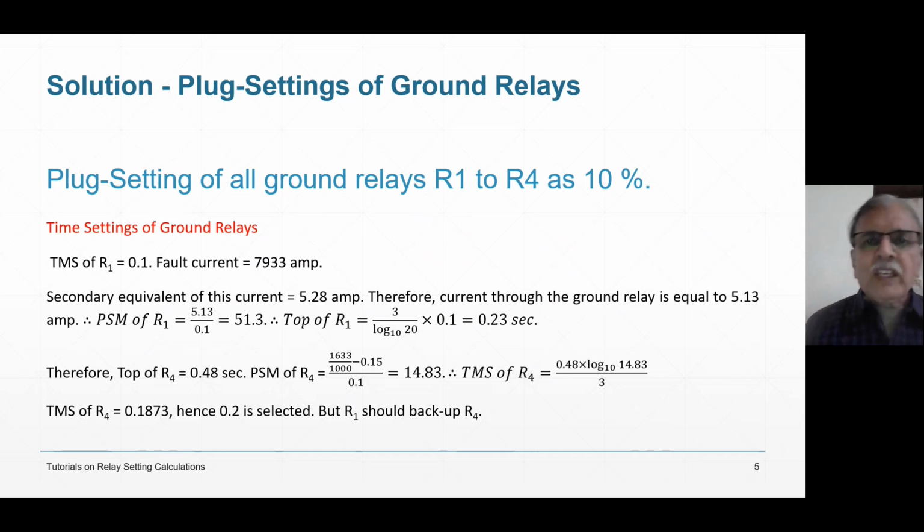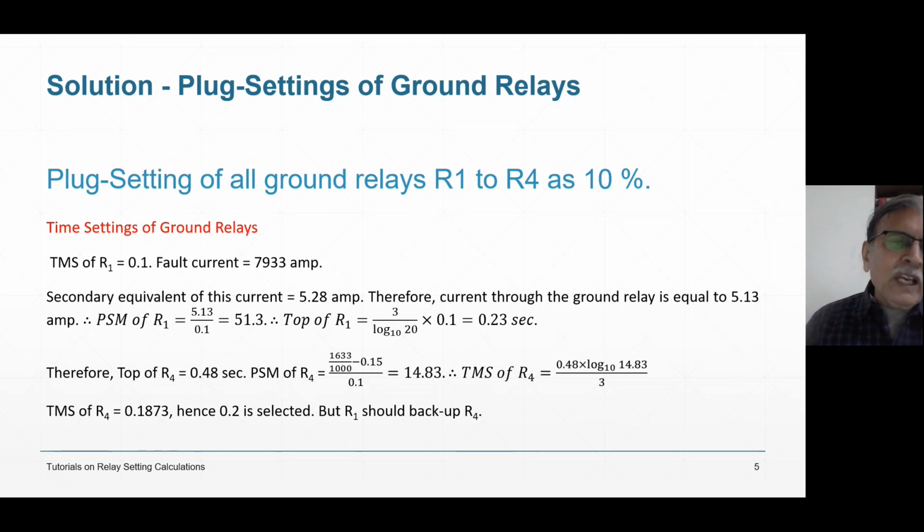So love all. Plug setting of ground relays. We assume that R1 to R4 are all 10% right now, immediately, right? Because they are not dependent on load current and minimum available is 10%, right? 10 to 40% setting range. So minimum available is 10%. So we take all R1 to R4, 10%.